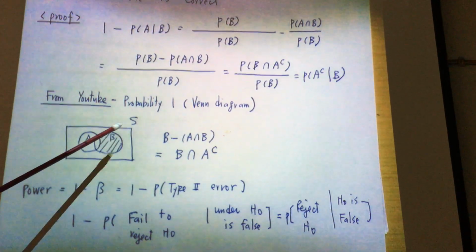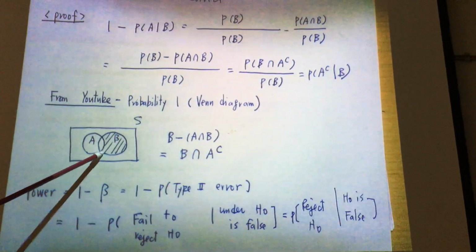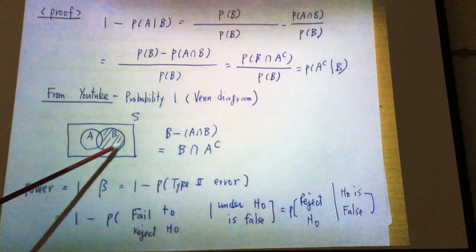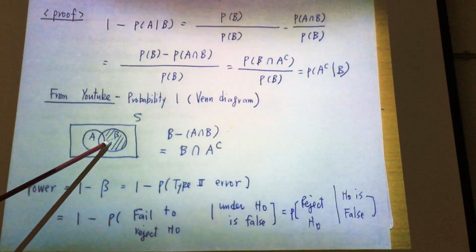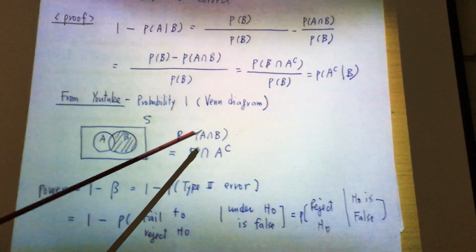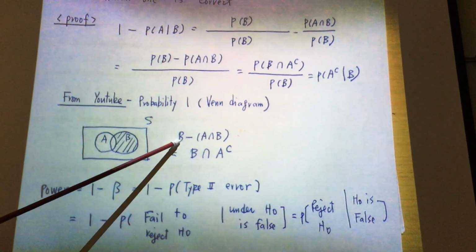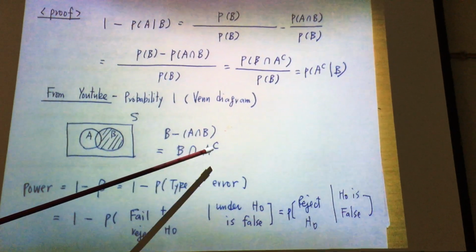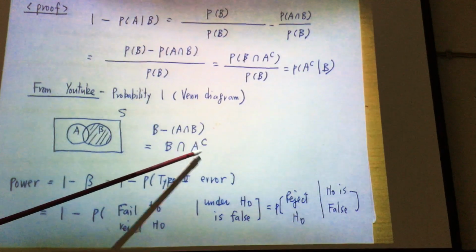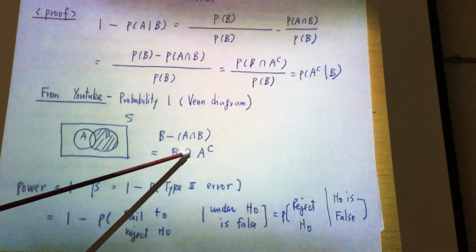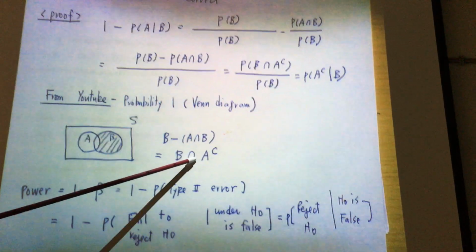About Venn diagram. If this is A, this is B. How are you going to denote the shady area? You say this is B, the whole B, but you take what? The common part away, A and B away, okay? And also in the video, I say convince yourself this is B and A complement, okay? In your final exam, there are many questions from the YouTube video, okay? Like this one here.